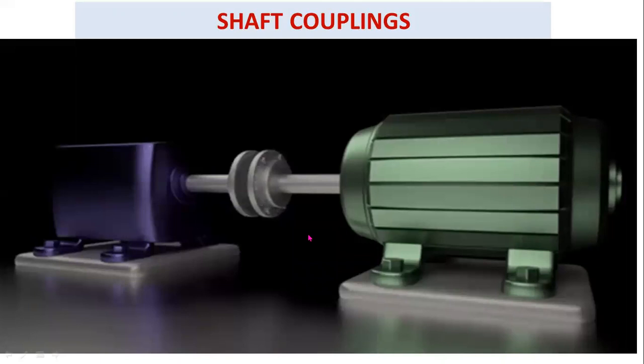Here this is the animated view. Here this is a coupling. Flange coupling. This flange coupling is used to join the motor and pump. Also, shaft couplings are used to join the IC engine shafts and dynamo shafts to generate the power.